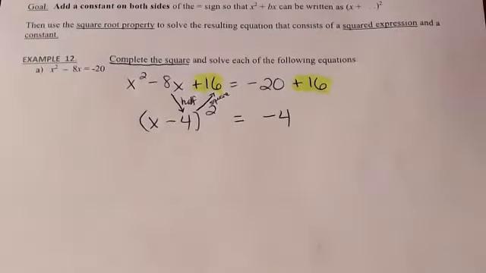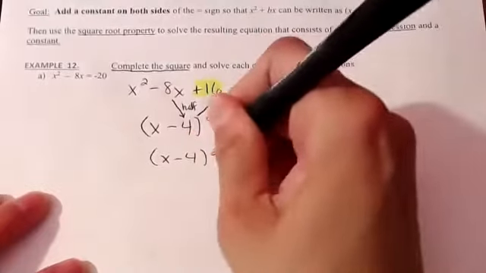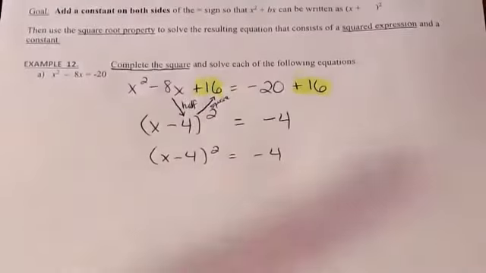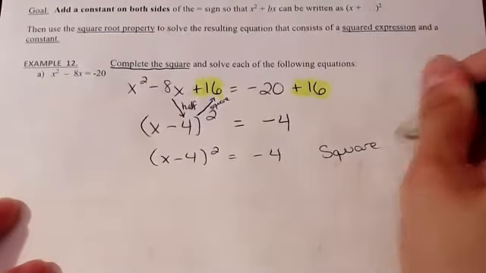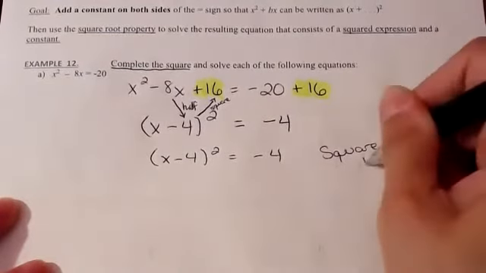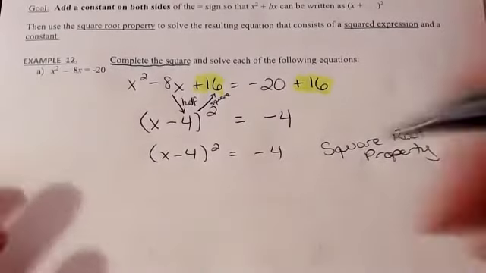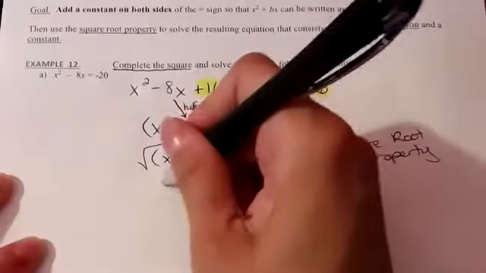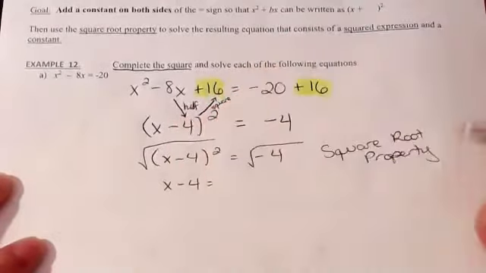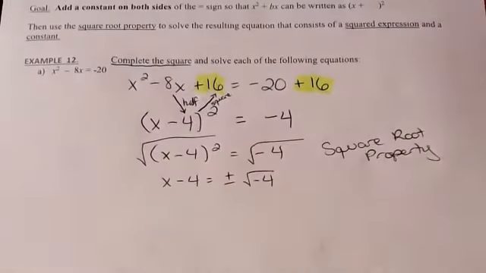So now that we have, and I'm going to rewrite it because it's a little messy, x minus 4 squared is equal to -4, I can use the square root property. I'm going to make a note. Now we can use the square root property, which means I can take the square root of both sides. So let's check this out. Square root here, square root here. That's going to give me x minus 4. That's going to be positive or negative square root of -4.